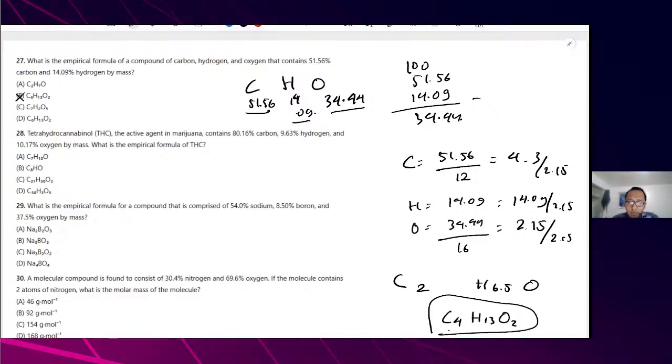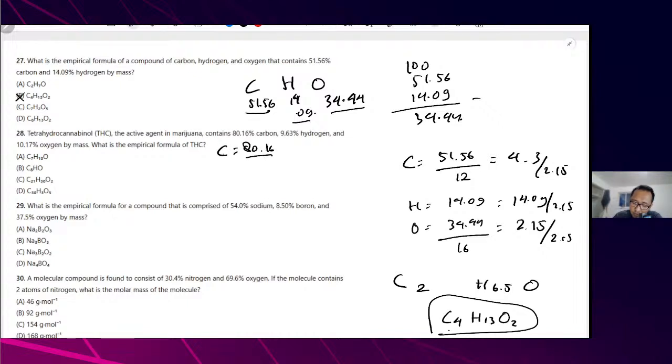Now, number 28. Tetrahydrocannabinol, the active agent in marijuana, contains carbon, hydrogen, and oxygen. What is the empirical formula? Still the same thing as the previous one. So just make it simple.